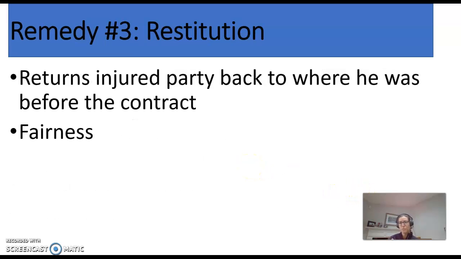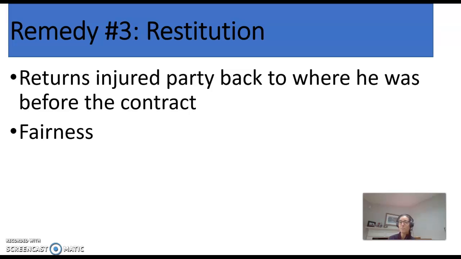Maybe you've heard this word before because we use it in even our regular day language. Restitution returns that injured party back to where he was before the contract. This is really out of a notion of fairness. And in a case involving restitution, I would get my $20,000 back from the seller. They would not be able to keep my deposit and breach the contract. That doesn't exactly seem fair.